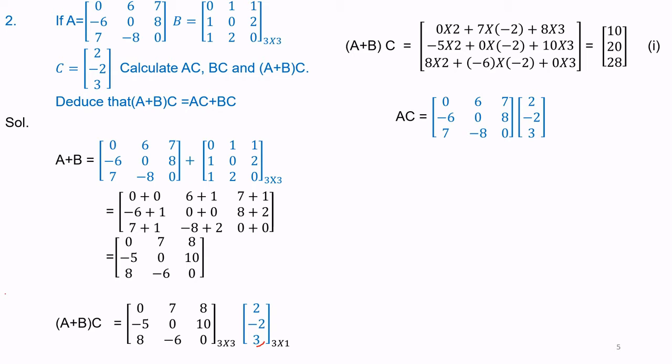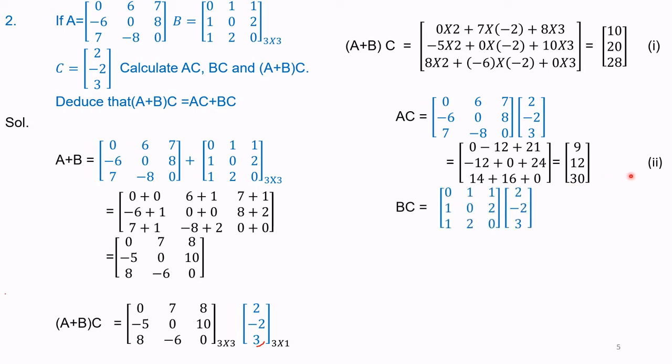So now having found A plus B into C, we will find AC. Matrix A is given and matrix C is also given. So those two have been copied. So let us do the multiplication. As usual, first row into first column, then second row into first column, then third row into first column. Because there is only one column, there is only one element in each row. So we get 9, 12 and 30. Let it be equation 2.